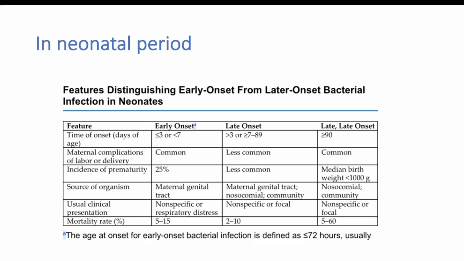coli, Klebsiella, and Listeria. And usually in the neonatal period, the clinical presentation is sometimes non-specific, or the patient can have a certain focal infection. But in early onset, it's unlikely to have focal infections like osteomyelitis or meningitis. It's more common in late and very late onset sepsis.